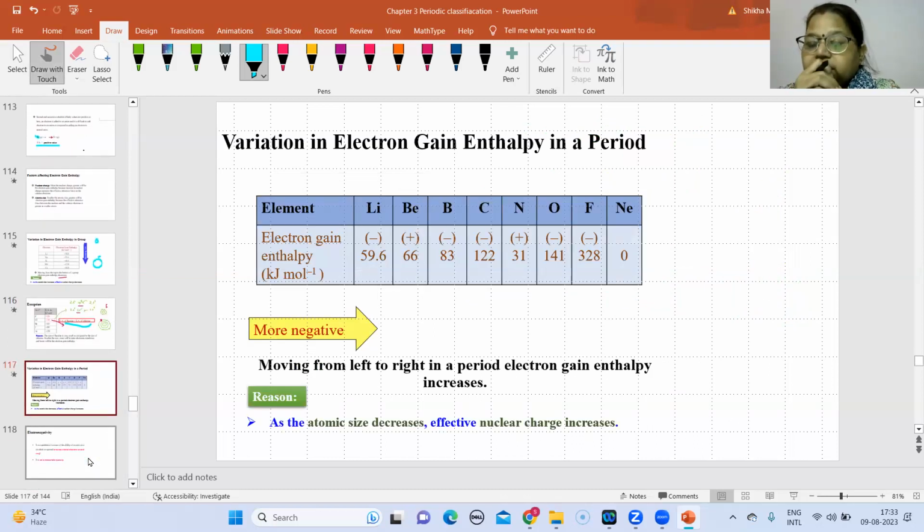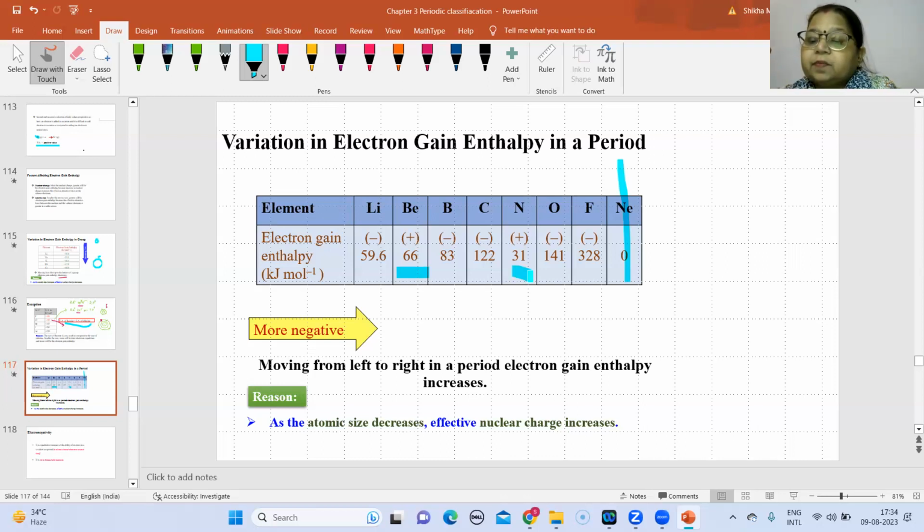Now, as I have told you earlier also, that if a value of a certain property is decreasing in the period, then the vice versa is expected in a group. And if it is decreasing or whatever it is happening to it in a group, it will be doing the opposite in the period. So similarly, we can say that as we move from left to right in a period, the electron gain enthalpy increases, right? And that of neon, as you can see, which is a noble gas, its value is 0 because its valence shell is completely filled. Here, in case of beryllium and nitrogen, you can see the positive values.